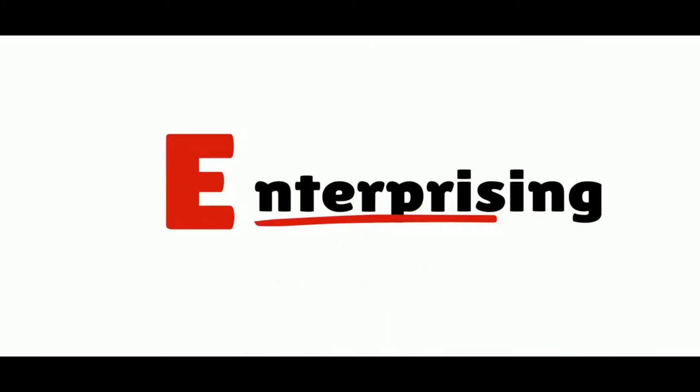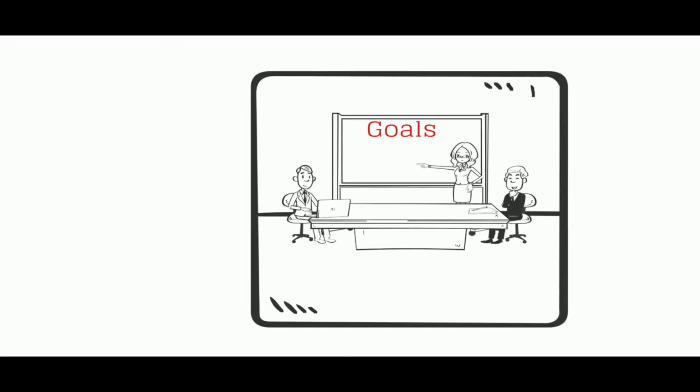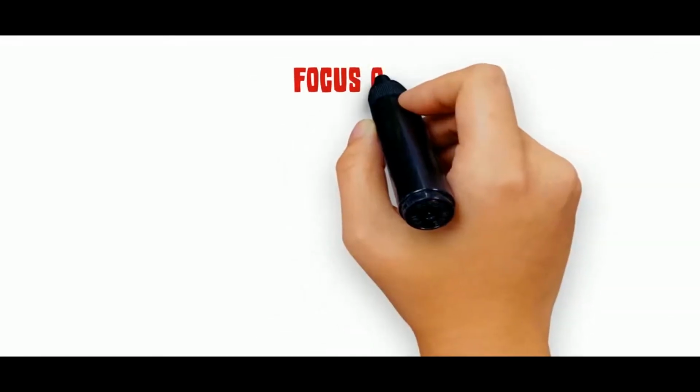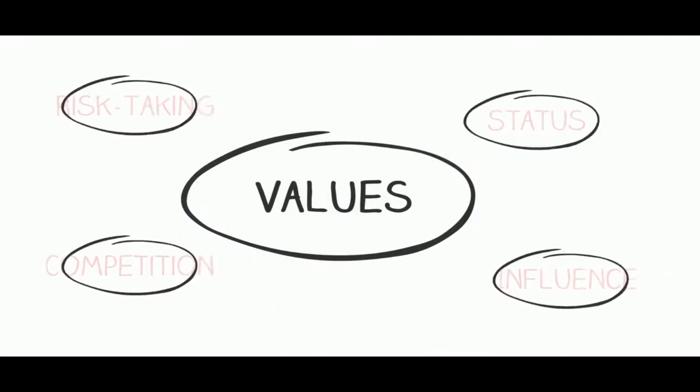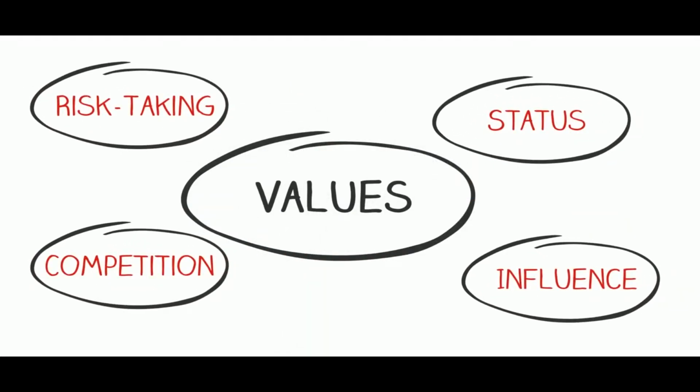Enterprising types are persuaders. They're business-oriented leaders, entrepreneurs. They are focused on selling, managing, persuading, and marketing to others. And their values focus on risk-taking, status, competition, and influence.